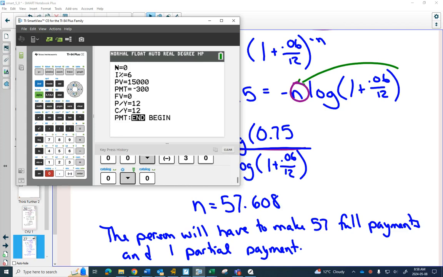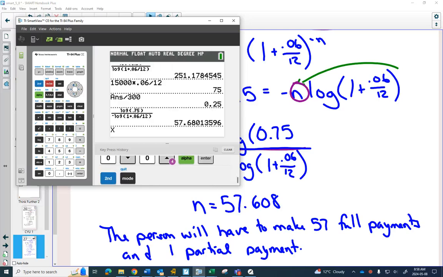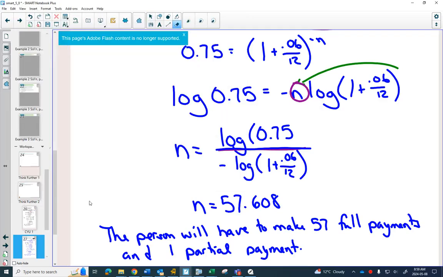We're still making 12 payments per year, still compounded 12 times per year. So now I can go up and hit alpha to get to the solve button and solve and get the same number, 57.680. Did I write it down wrong when I wrote it here? Oh, I did. 57.680. Well, that zero at the end looks pretty bad.